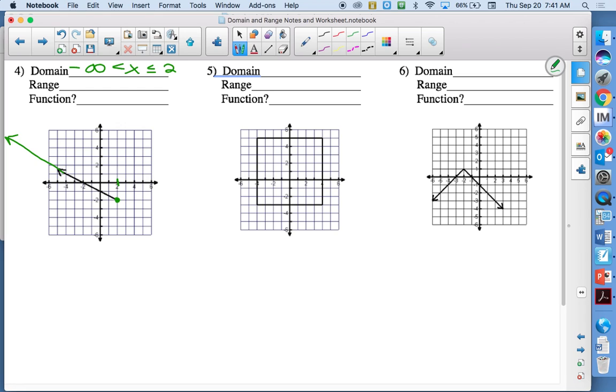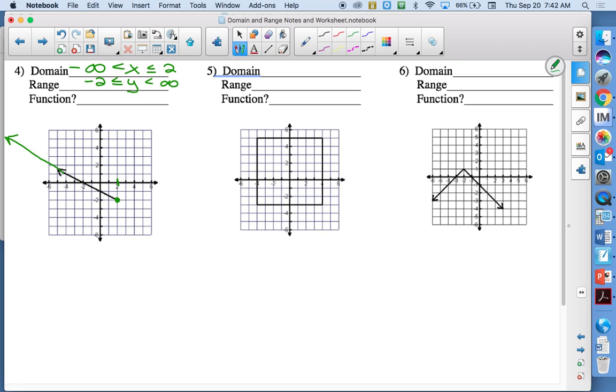And then the range, Julian, what did you have for the range? -2 is less than or equal to y, which is less than 3. So it starts at -2, that's the lowest point, and it's going to continue to go up vertically because there's that arrow pointing to make the graph continue beyond where it's dropped. So it's continuing in an upward motion going to the left there, so that would go to infinity.